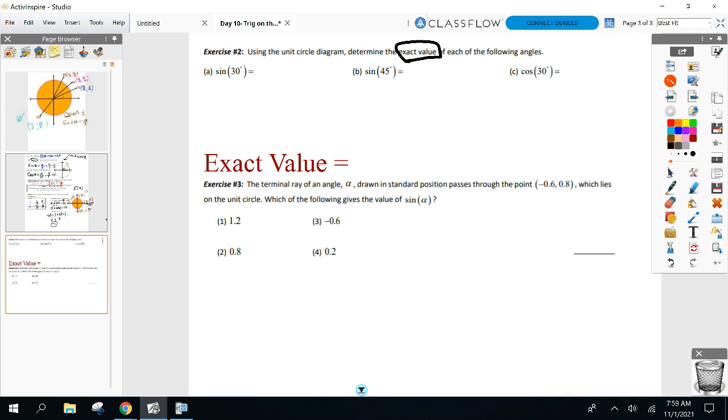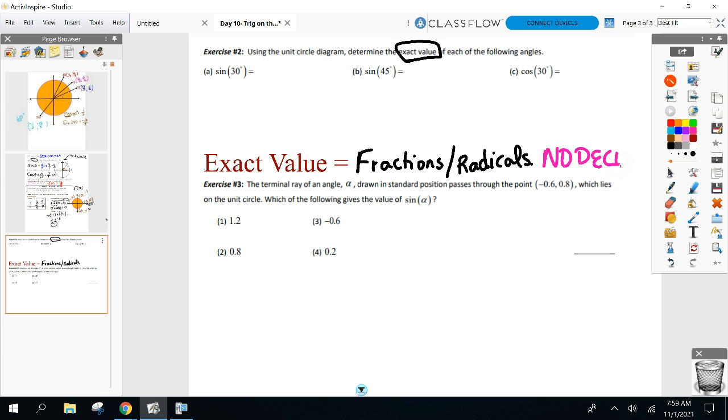All right, so exact value means fractions and/or radicals. And let's make this clear right now: no decimals. When you are asked for an exact value of sine, cosine, I want fractions or radicals in my answer, or both. But absolutely no decimals if you're asked for the exact value.